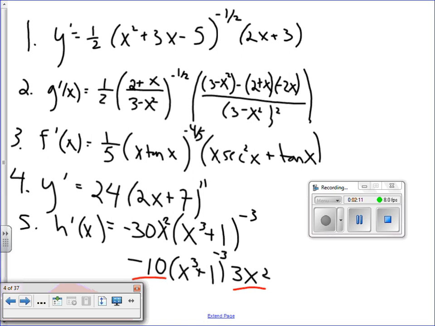This was 1 through 12? Did you get 1 right? Okay. 2, did you rewrite it first? Or did you just keep it all to the half, or did you rewrite it differently? Okay, so then you should have this. 1/2 of it to the negative 1/2. For the derivative of the inside, you need a quotient rule.